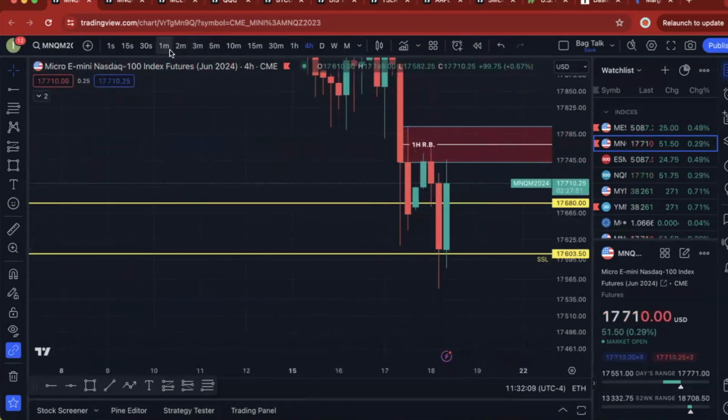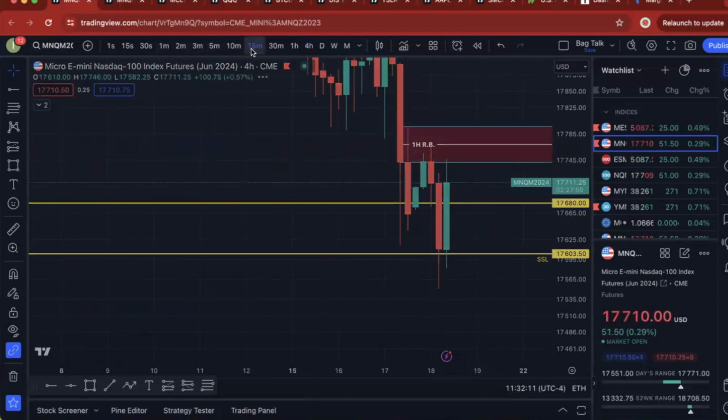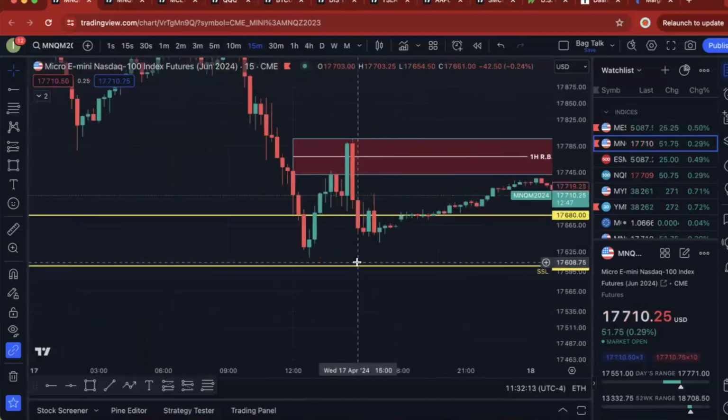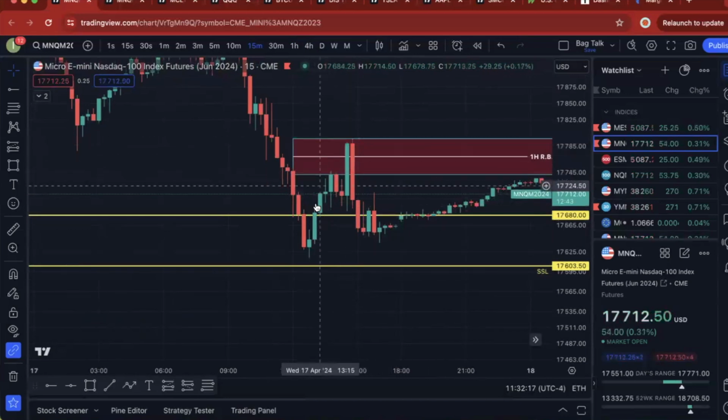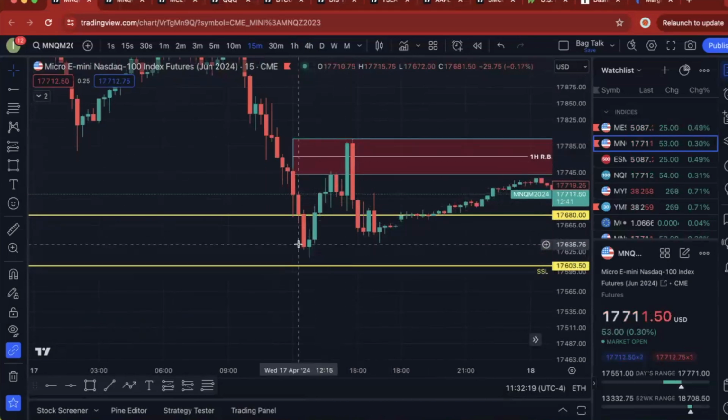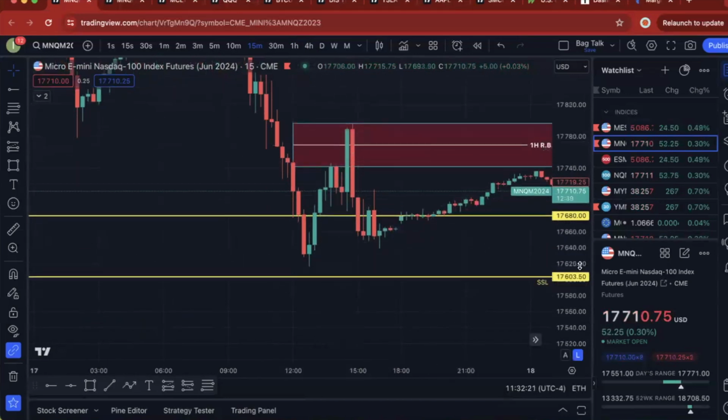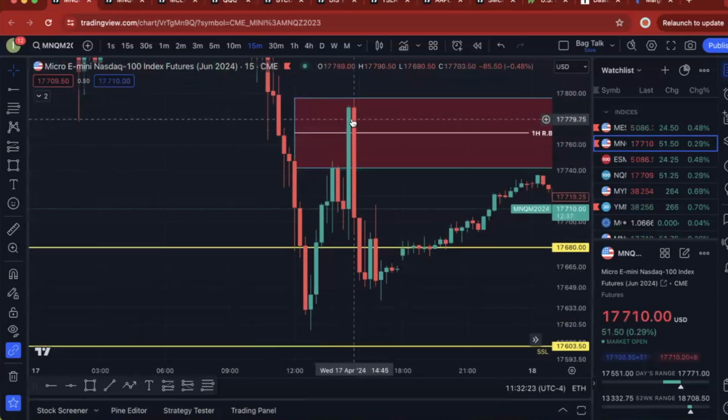So let's look at that move up here on a 15-minute. So this happened, and then the market closed. So that must have been frustrating for people that were waiting for their order to get filled. They never got filled. They probably got stopped out on this big move up. This is a run on trailing liquidity.